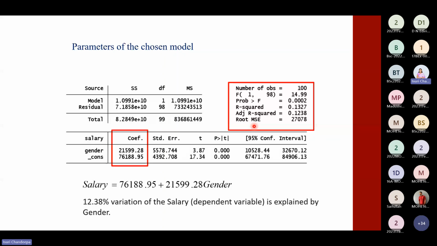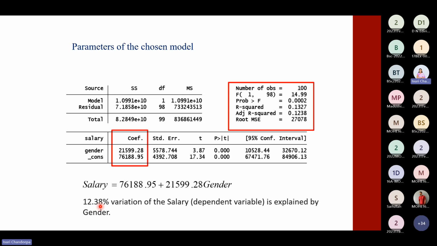Model fit can be identified through the R square. As well as the R square, we have to use the adjusted R square. As per the example, the model indicated that the adjusted R square is 0.1238. What does the R square explain? What is the purpose of the R square?